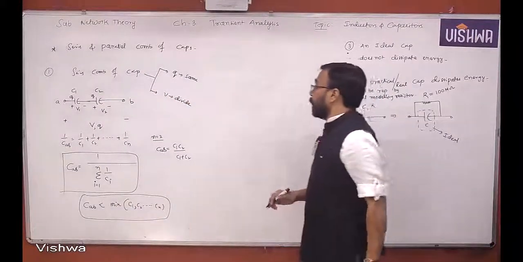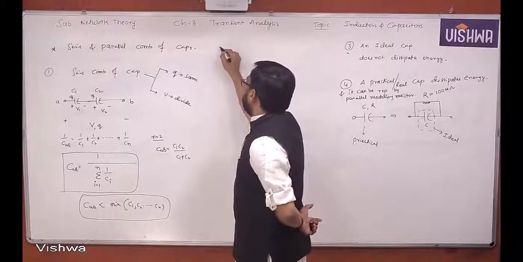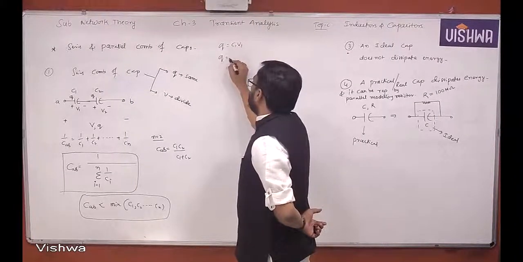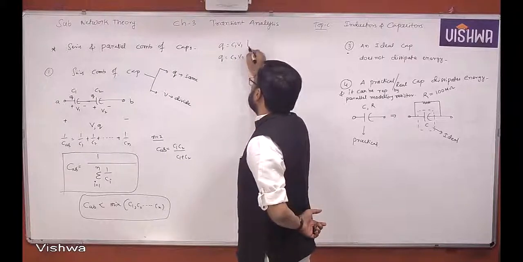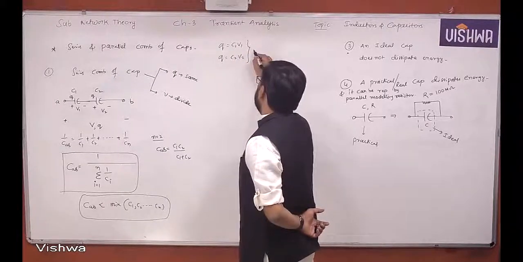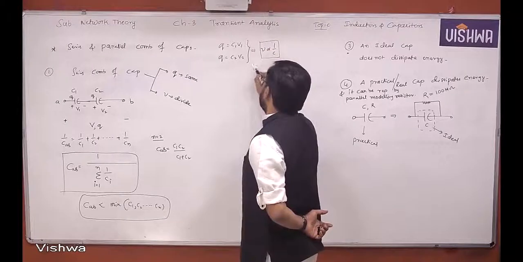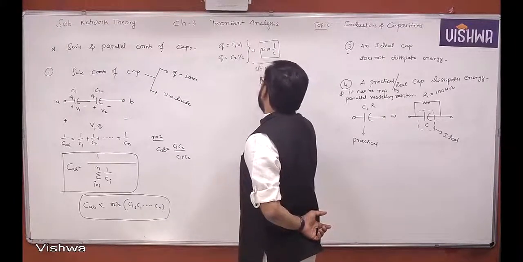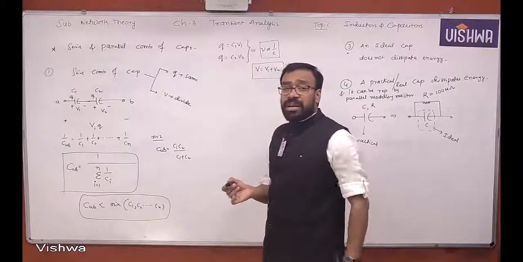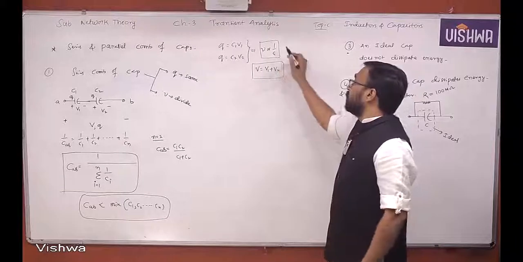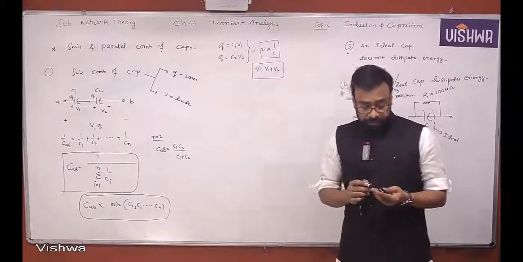Well, now let me take Q is equal to C1 V1, Q is equal to C2 V2. Yes or no? Because the charge is the same. Therefore, I can write from this that the voltage is inversely proportional to C. But you also know that V is equal to V1 plus V2. The voltage divides, V is equal to V1 plus V2, and the voltage is inversely proportional to C. Note that, all of you.